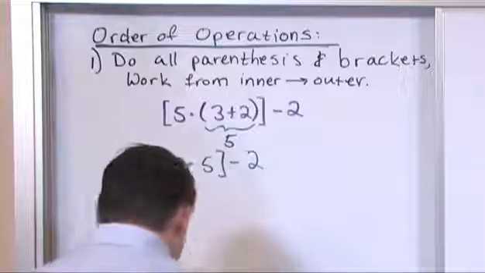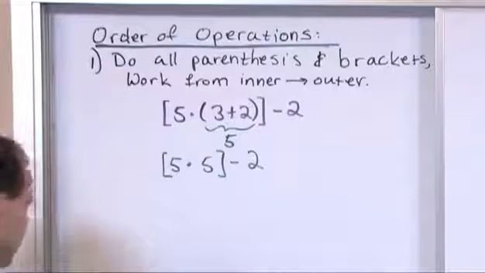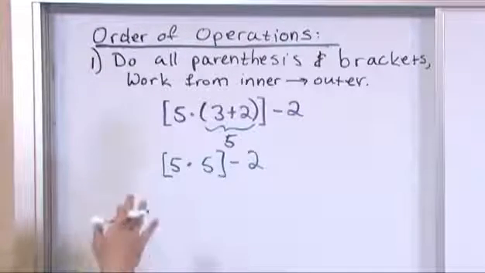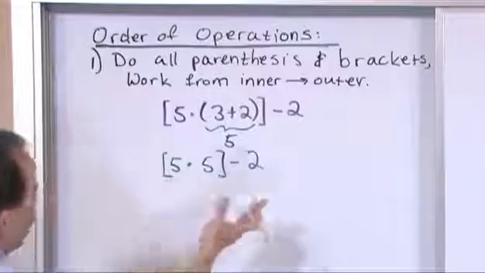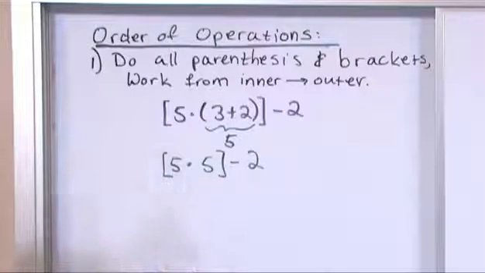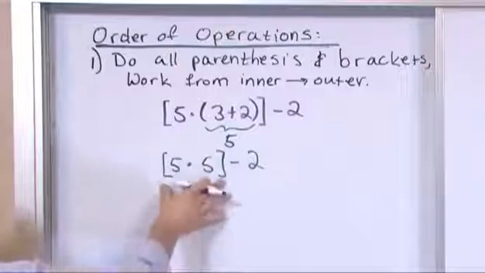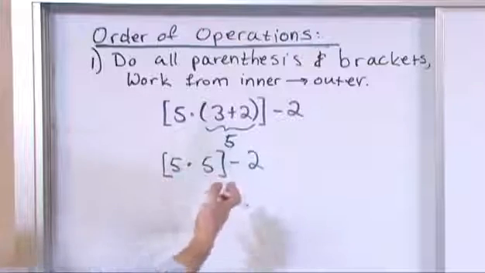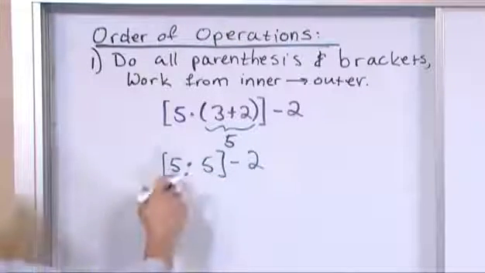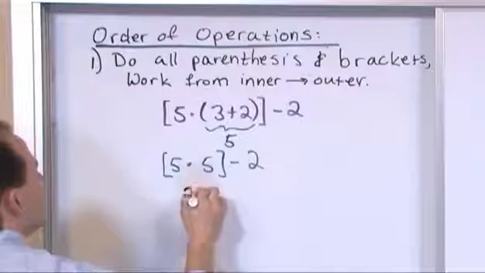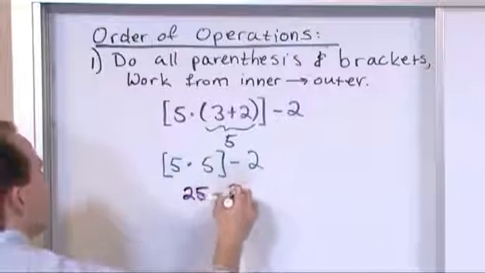Now, when you continue on, the next thing you look at is you say, okay, I have another set of, it's brackets, but like I said, parentheses and brackets are exactly the same thing. They look different. It's just what I chose to write here. So you can say this is a set of brackets, and I look at my problem and I say, okay, well, I must do what is inside these brackets first. So I say 5 times 5 is 25, because I have to do that first before subtracting off the 2.